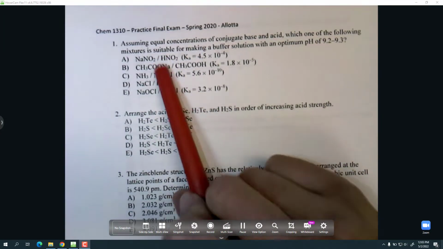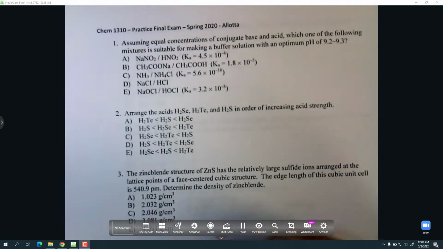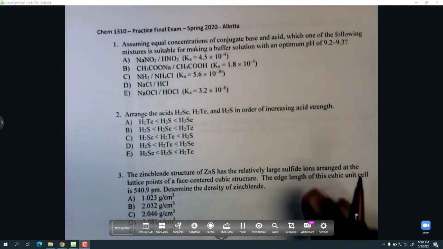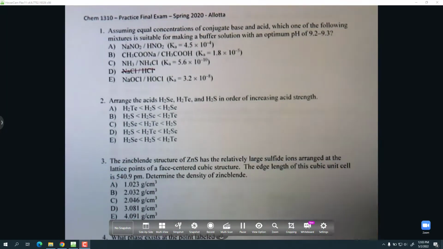All right, so first up, assuming equal concentrations of conjugate base and acid, which one of the following mixtures is suitable for making a buffer solution with an optimum pH of 9.2 to 9.3? When I think about buffers, I know they work best in a pH range of plus or minus 1 from their pKa. I have Kas, it looks like, except for this one. I don't have a Ka for this one because this is not actually a buffer. I know that because HCl is a strong acid.